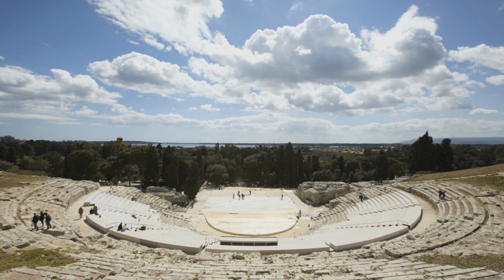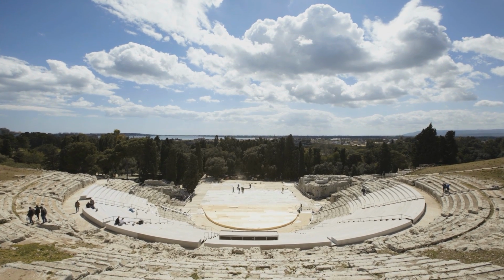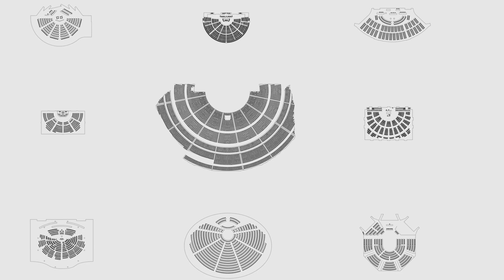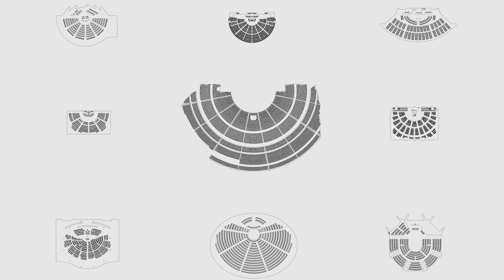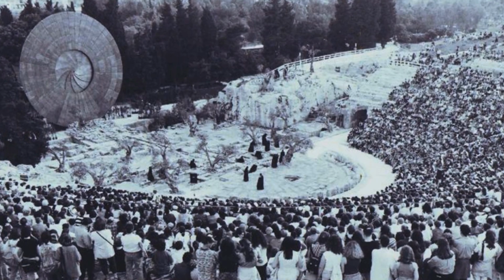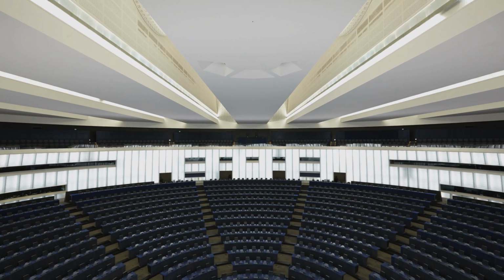Our project is called Theatres of Democracy, and in this project we look at the ancient Greek theatre of Syracuse, Teatro Greco, and we look specifically at the typology of the semicircle of the theatre, as it is a typology that is not only present in the Teatro Greco but also in many contemporary General Assembly halls of parliaments.